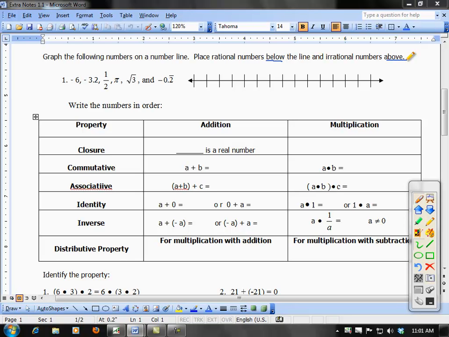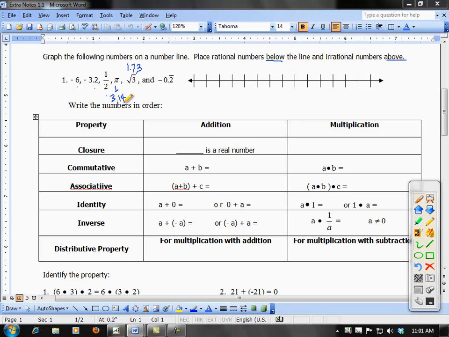Now, I look at this and I know a couple of numbers. I know negative 6. I know negative 3.2. I know where 1/2 is. Pi, I can kind of figure that out. Square root of 3, I don't know. Negative 0.2, I'm okay with. Okay, now I look at some of these and go, I don't know what the square root of 3 is. Well, what I can do is use my calculator, and if I put it in my calculator, the square root of 3 is 1.73. And pi, we know, is 3.14159.